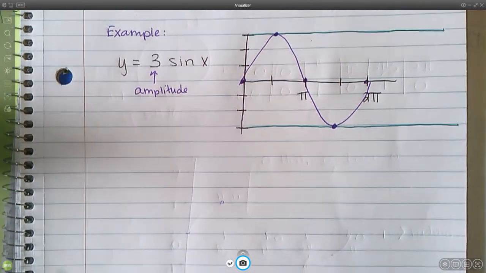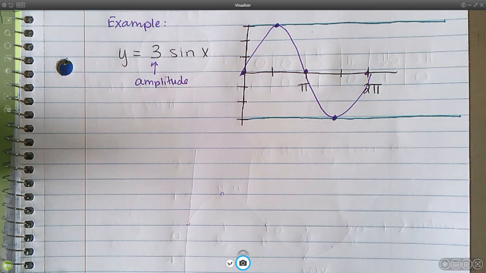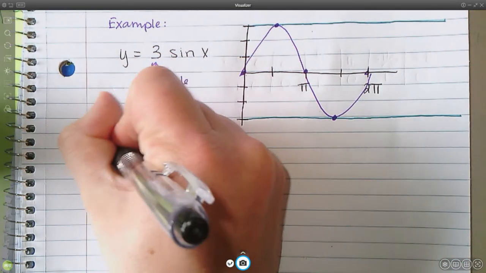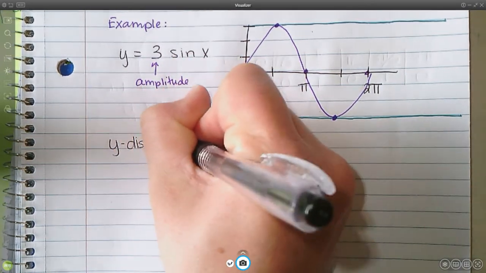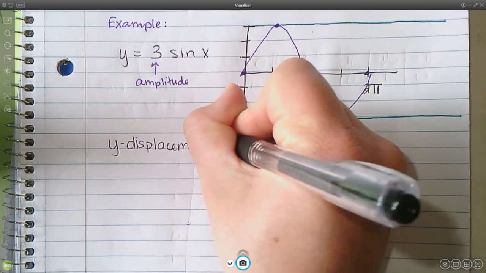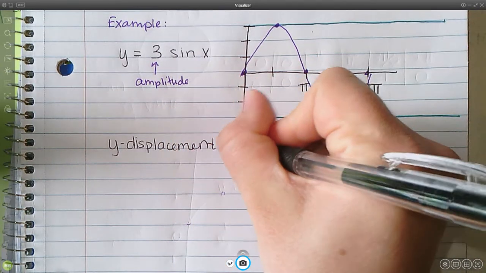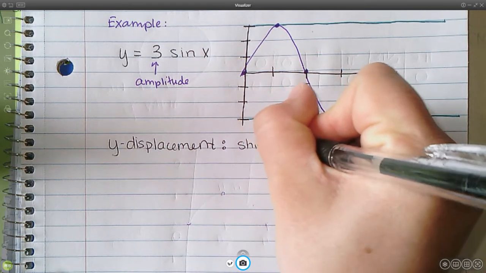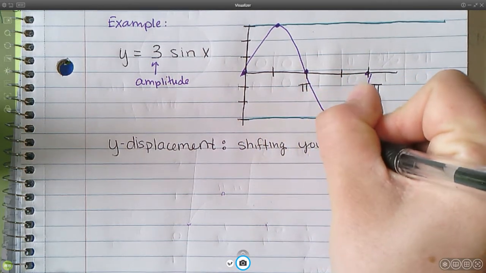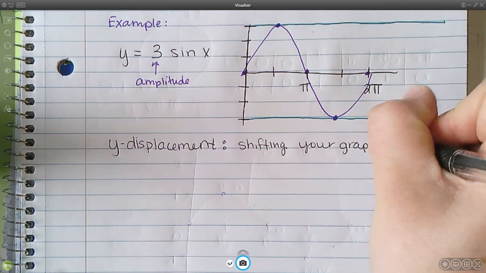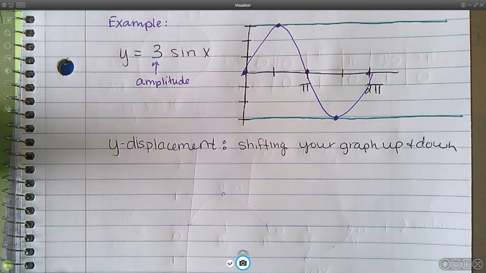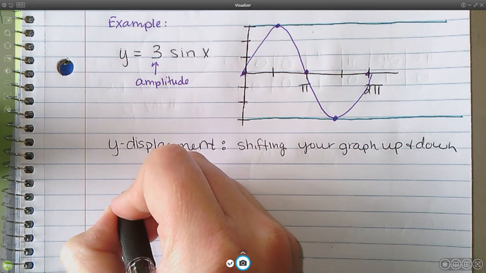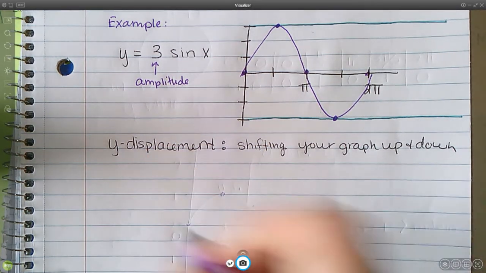Okay, so let's do another one. Actually, let's move on to y-displacement. So we have something that's called y-displacement. So y-displacement is just shifting your graph up and down. Okay, so an example of that one, let's see.